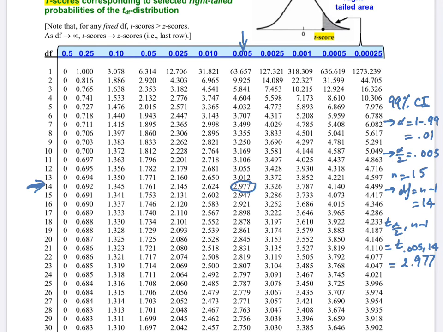Now it is very important to know how to read the table, because if you can't read the table, you can't construct the confidence interval. So if you have any questions at all about how to read the table, please let me know.